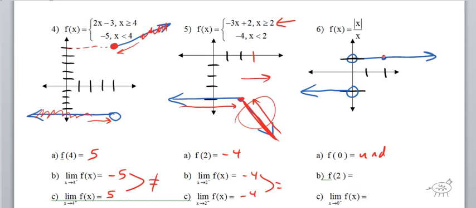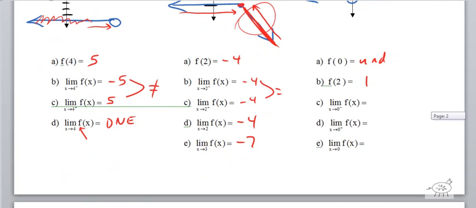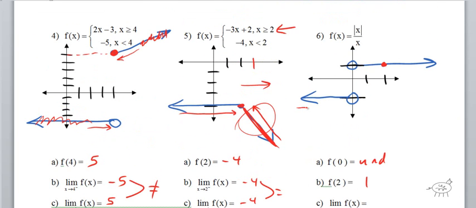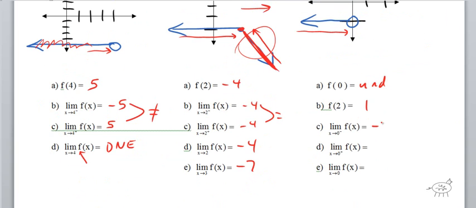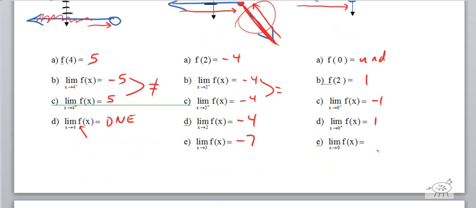Okay, what about f of 2? So again, I'm at 2. What's y? Well, y is 1. I don't have to worry about a limit. I'm just worried about what's f of that value. I'm there. Okay, now I'm worried about a limit. So letter C here, x approaches 0 from the negative side. Again, I'm never getting to the hole. What's the value of y? It's -1. Well, let's come from the positive side. Oh, it's +1. Okay, so we can fill those in. So this is -1 and +1.